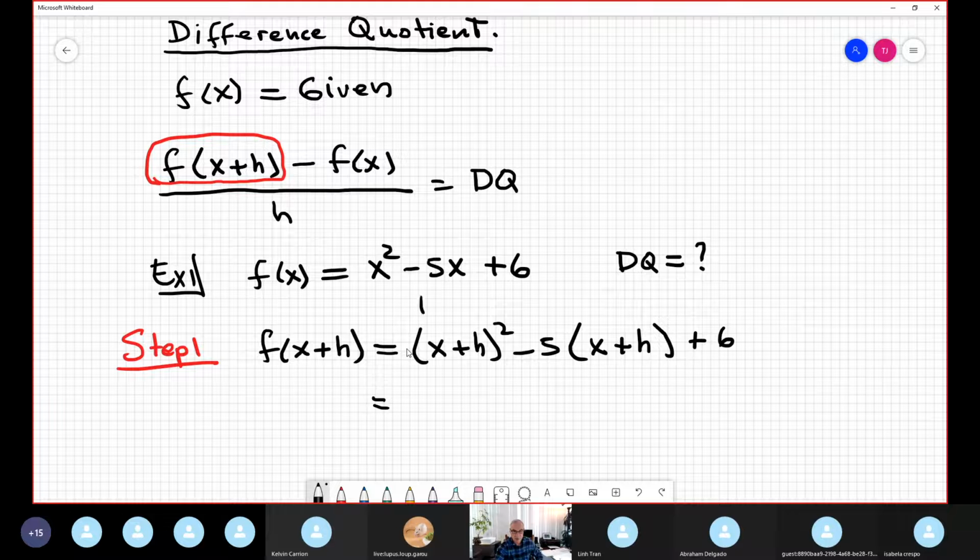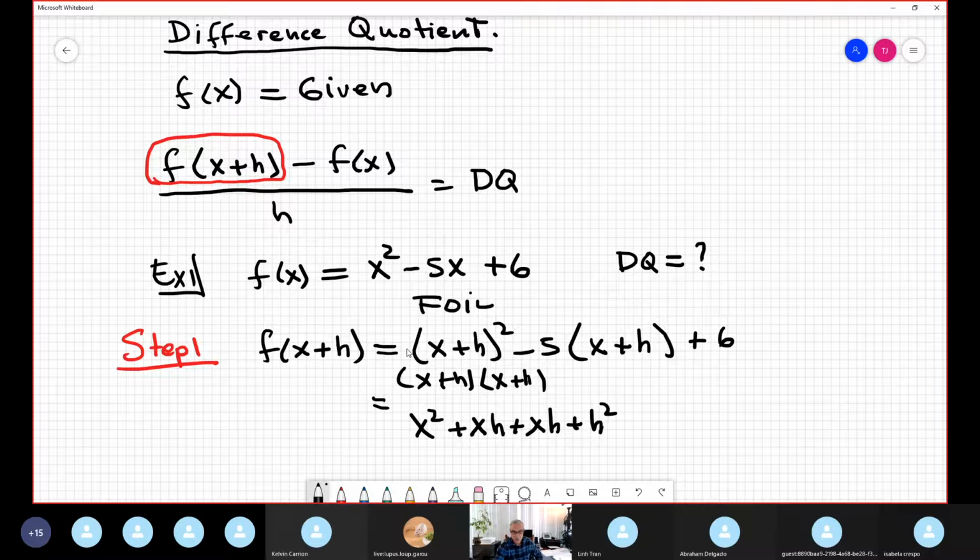You apply FOIL here, the multiplication (x plus h) times (x plus h), which is x squared plus xh plus xh again plus h squared. X times x, x squared. X times h, xh. H times x, I put in the same order. And h times h is h squared. Now distribute here: minus 5x minus 5h plus 6. Do we leave it like that?